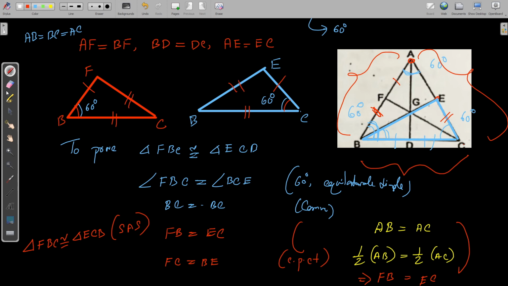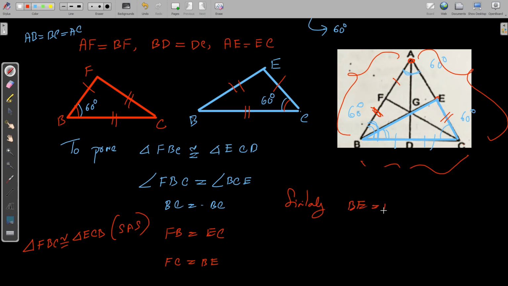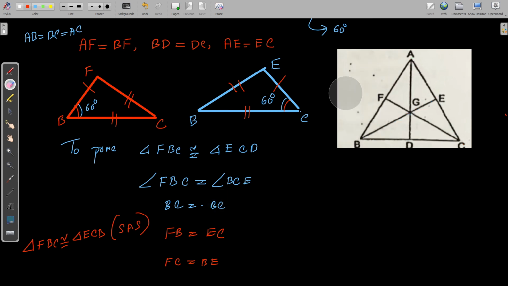Now you can do the same thing with another triangle. Or what you can do, since you have already proved one of these triangles, you can write similarly BE is equal to AD. You can write it, it's totally correct, but I'm going to show you using another triangle. Okay, so let's keep it over here. Now I will take this triangle which is already there, and I will take another triangle which has the side AD, right?